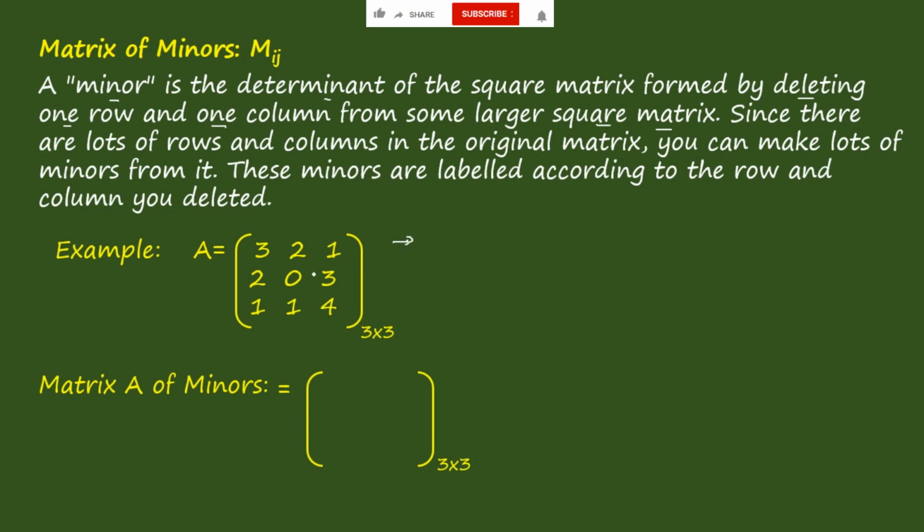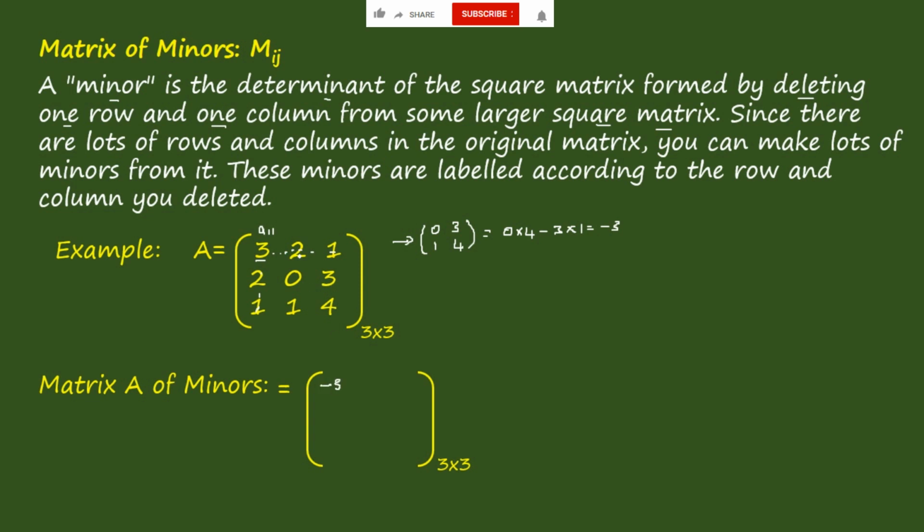For this one, you consider the term 3. You delete its row and column, which is A11. It is 3. Now we consider the matrix after deleting that row and column. So it becomes 0, 3, 1, 4. Now we find the determinant of it, which is 0 into 4 minus 3 into 1, which is equal to minus 3. Then this first term is minus 3.